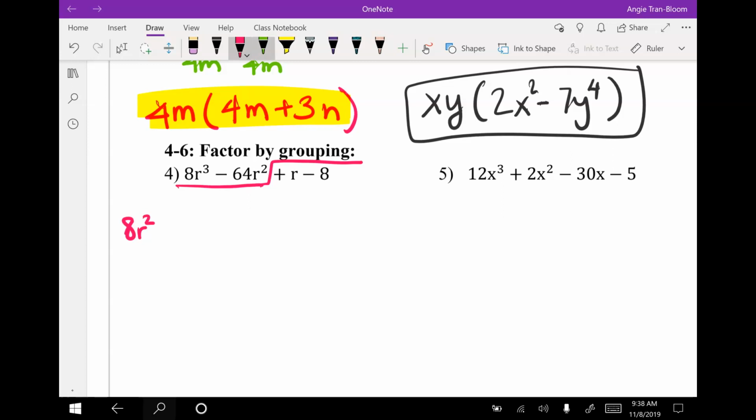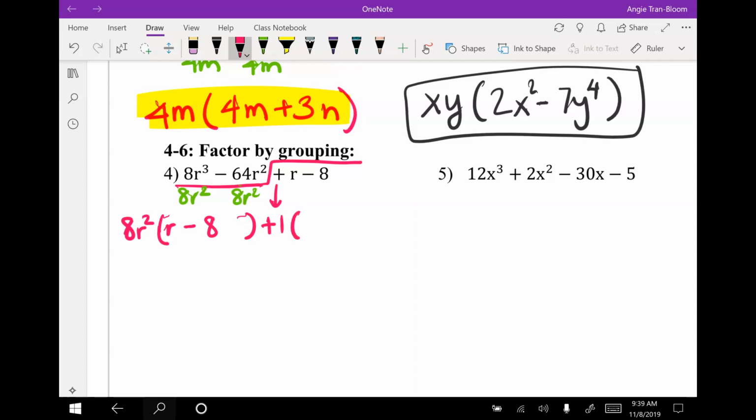8r squared. Remember, when we factor out, it's the same thing as dividing each term by 8r squared. So what's left once we have factored out 8r squared for the first two terms? R minus 8. Perfect. Okay. Can you guys see the next two terms? It's plus r minus 8. This is a plus sign, so we are going to factor out a plus something. Do those two things have anything in common? Nothing but a 1. So we would still take out a 1 for the GCF here.